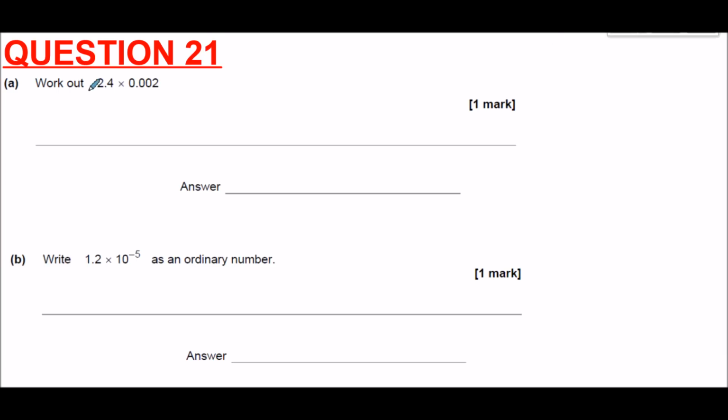Question 21. Work out 2.4 times 0.002. So this one, decimal multiplication. So what I'd suggest is the easiest thing when multiplying decimals is to pretend the number isn't a decimal at all. So take the decimals out, it'd become 24 times 2, which is 48. So the answer is going to look something like 48.